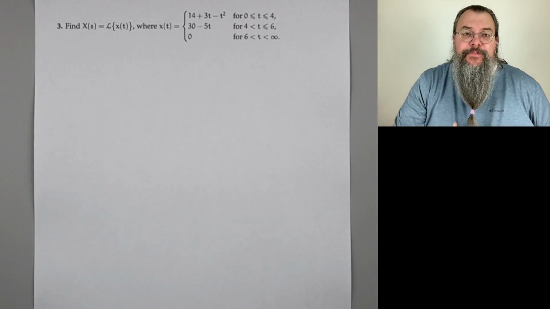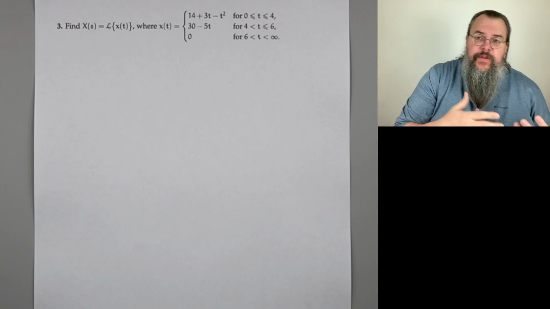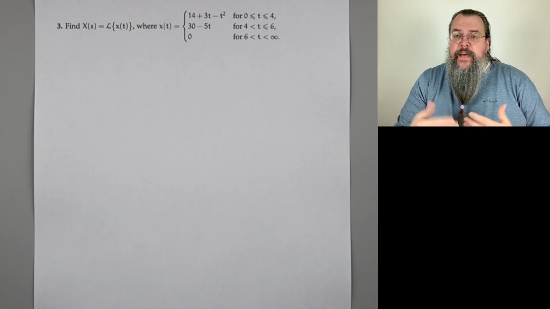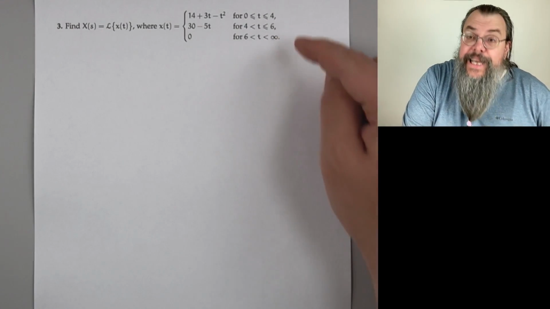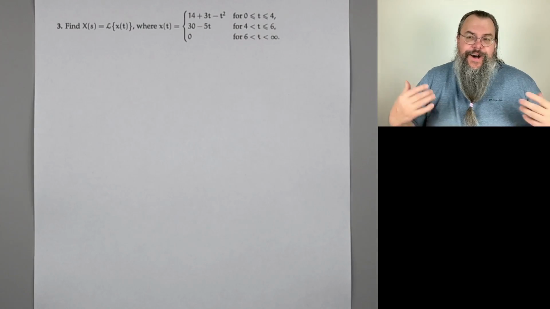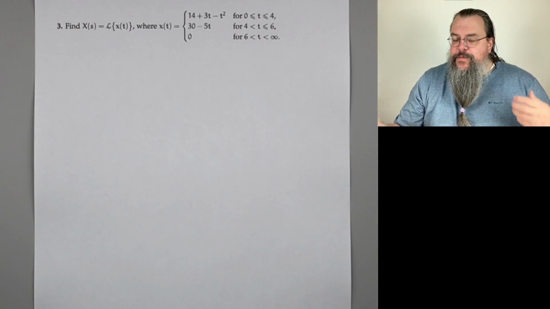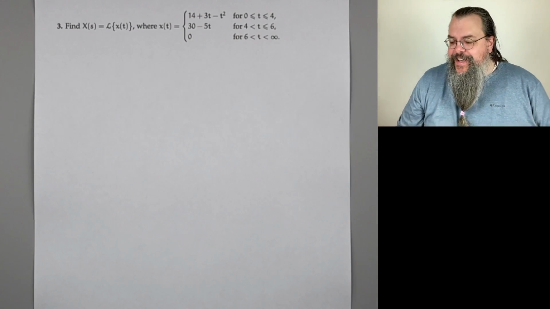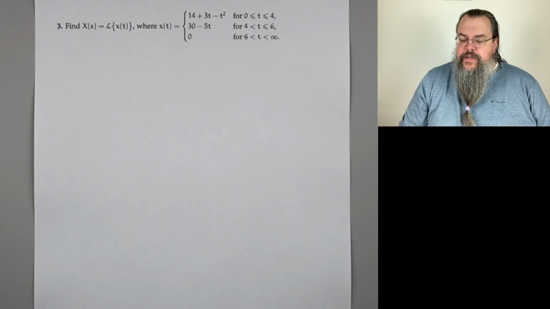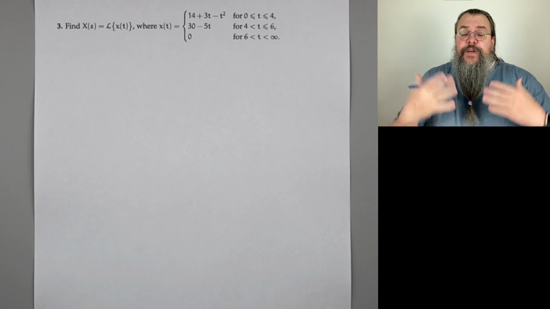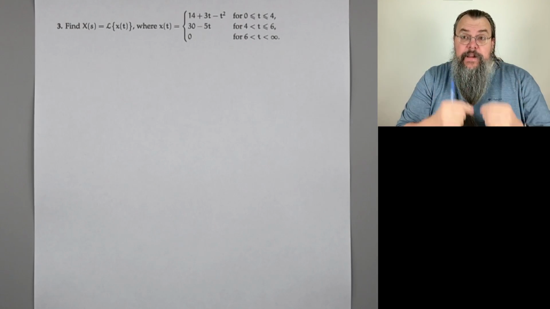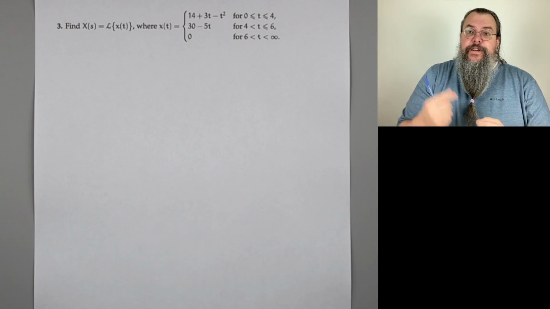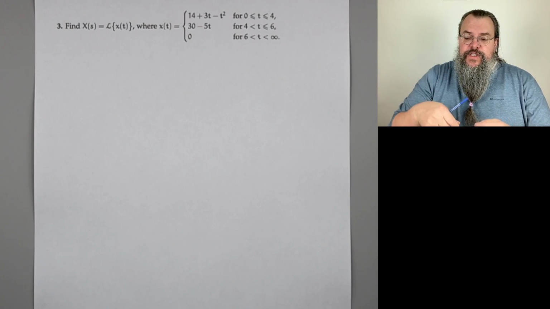Number 3. Find x of s, which is the Laplace transform of x of t, where x of t is the following. It's piecewise. Aha! That's right. This one comes in pieces. And so, okay, well, that's all right. We can handle that. So what do we need to do? Well, whenever we're dealing with the Laplace transform of a piecewise function, we have to rewrite it in a very particular way. In other words, we need to have on-off switches.